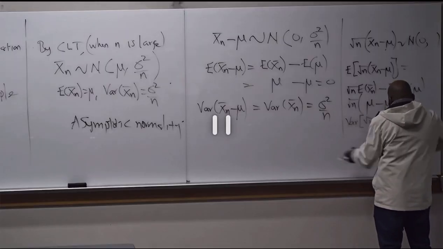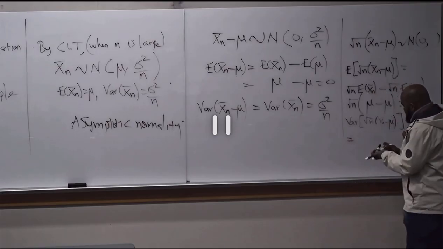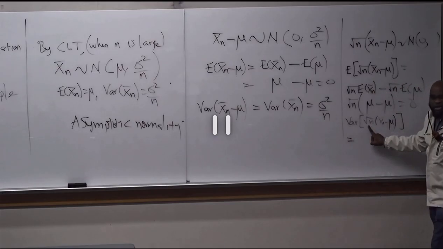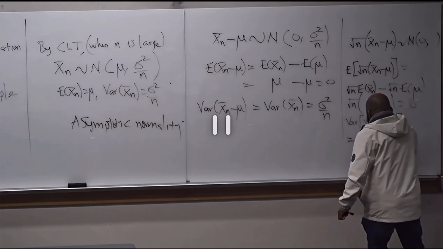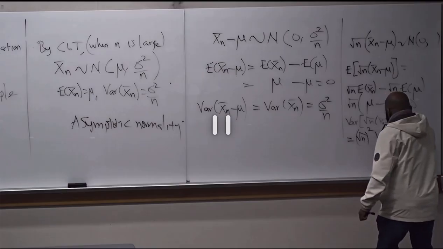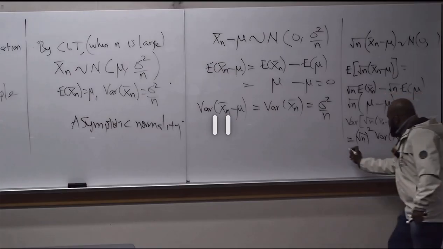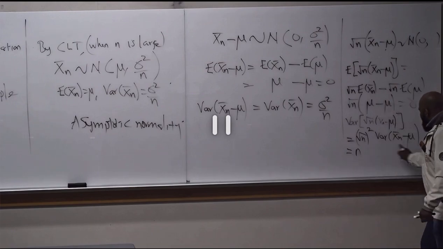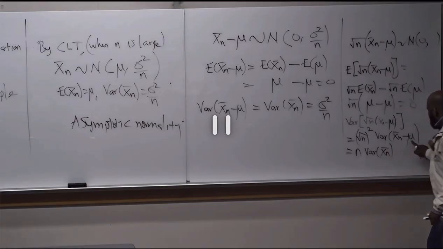Okay, x bar minus mu, okay? Don't forget, anything that comes out of the variance, a constant, will be squared, right? I'm actually going to have this guy squared, then I'm going to have the variance of x bar minus mu, and this guy is going to be n. Now here, this is the same thing as the variance of x bar because mu is a constant.